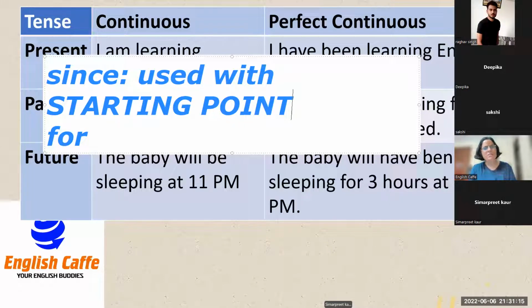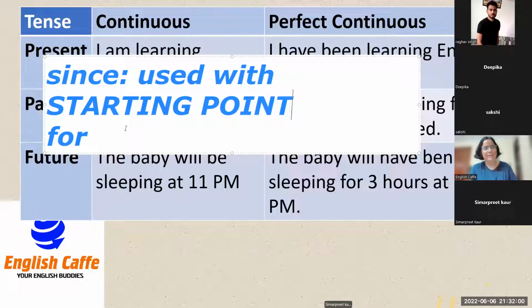Starting point means since 5:30 p.m. or since 7 a.m., since noon, since afternoon, since evening, since yesterday, since last year, since 2020, since 1947, since I started my class, since I came, since you left, since I graduated from college, since I came to Noida. Because all these are starting points. Since, matlab ye action kab start hua, we are telling that point.